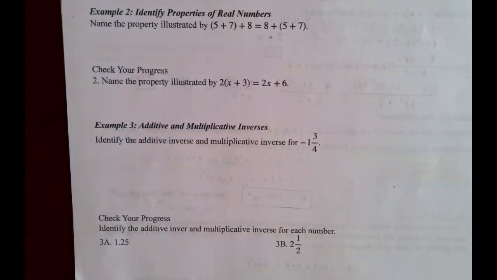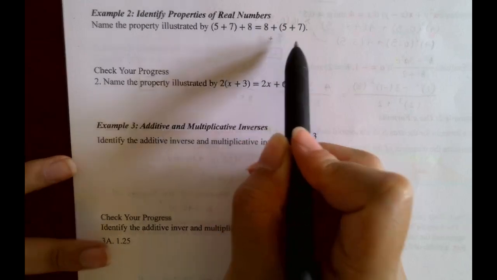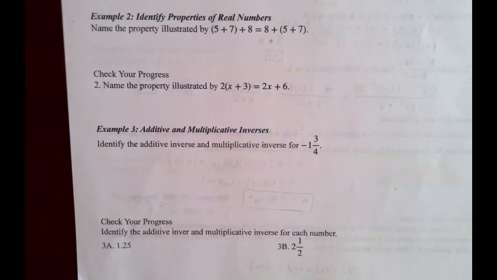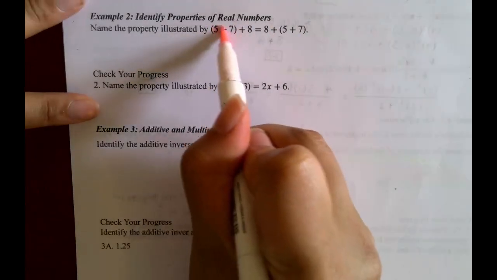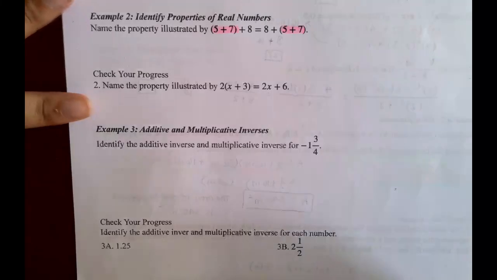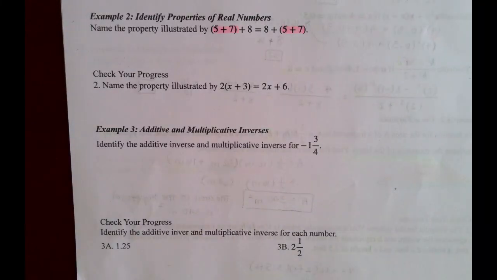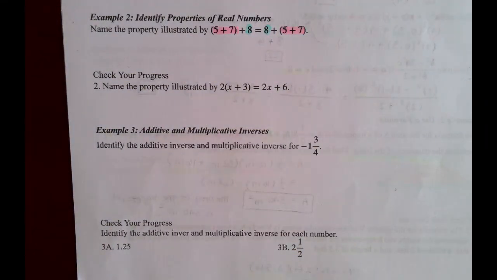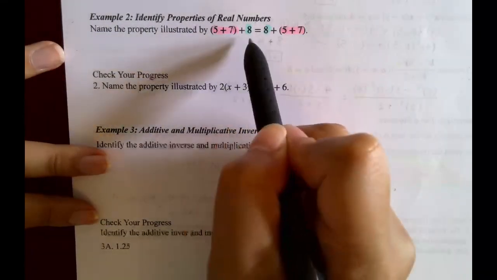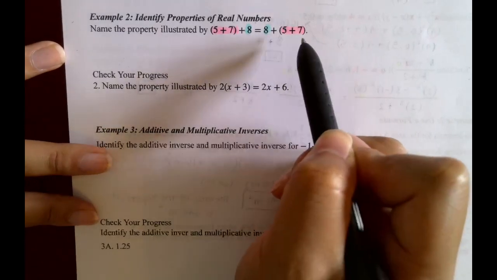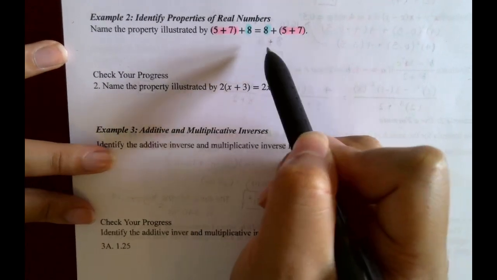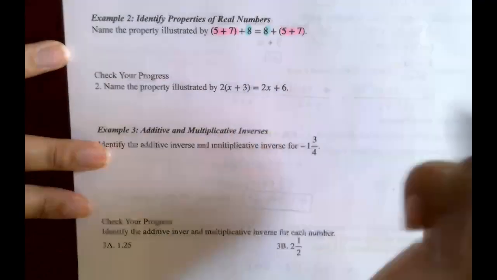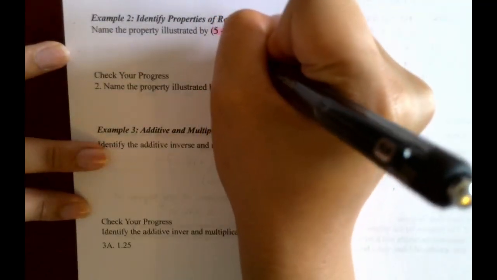Name the property illustrated by 5 plus 7 in parentheses plus 8 equals 8 plus 5 plus 7. Here I see a grouping. However, the grouping did not change. Note that in my parentheses, it's still the 5 plus 7. However, where the plus 8 is has changed. Before it was the 5 plus 7 plus 8, and now it's 8 plus the 5 plus 7. So here, since we moved, this is the commutative property.